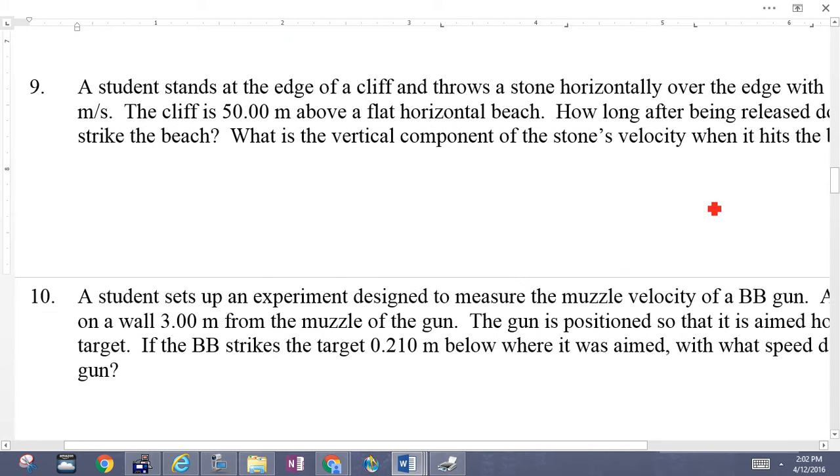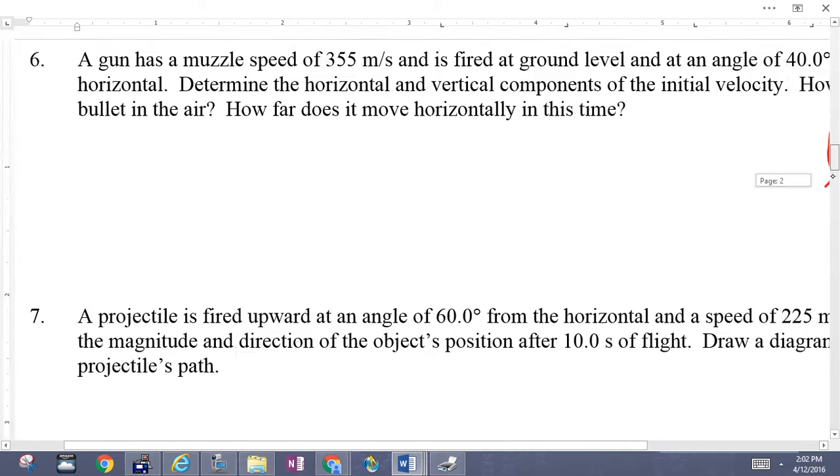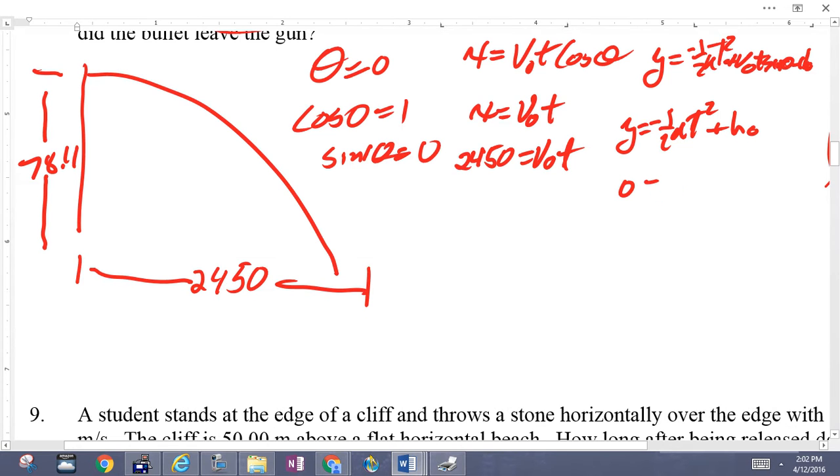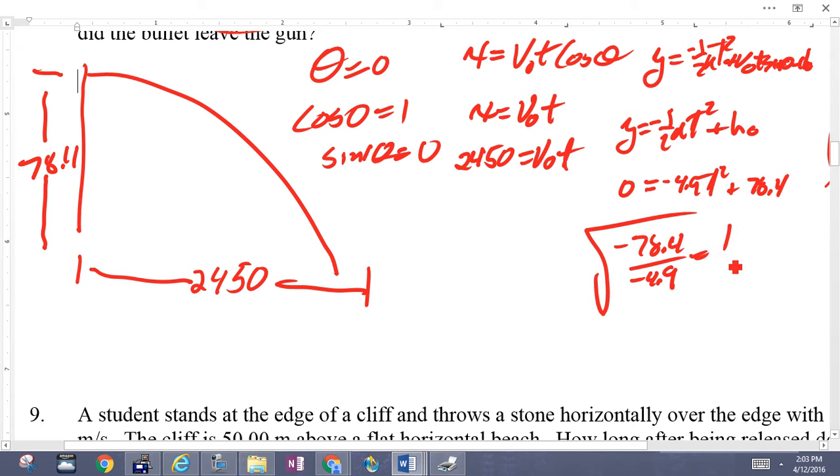We're in metric, so the a is negative 4.9 t squared, and the height is 78.4. So that means negative 78.4 divided by negative 4.9, the square root of which will give you t. Having that t, we can throw it back over in here and solve for the velocity.